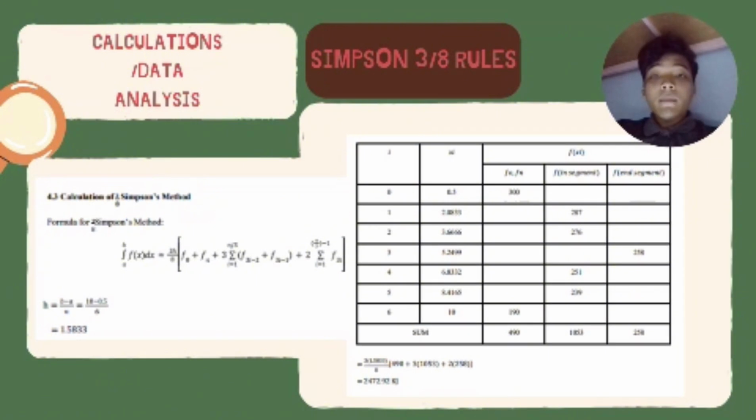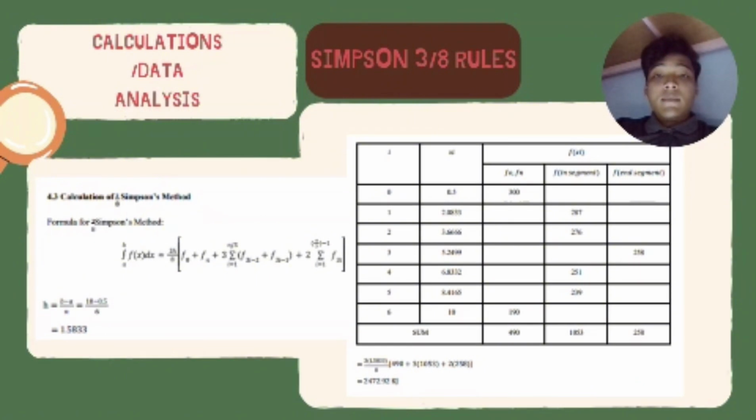F in segment, sum of function values for intermediate odd index, and F in segment, sum of function values for intermediate even index. The sum row provides the total for F0 and Fn. Second step, we will be using the formula for Simpson's rule, which is I equal to h over 3 multiplied by f(s0) plus f(sn), plus 4 for the odd indices f(si), plus 2 for the even indices f(si).